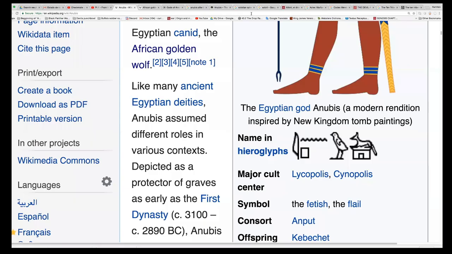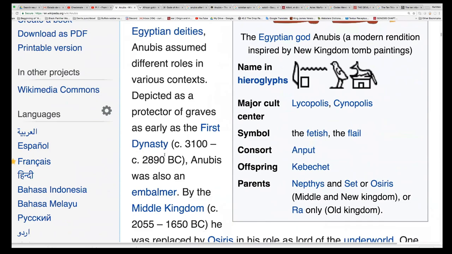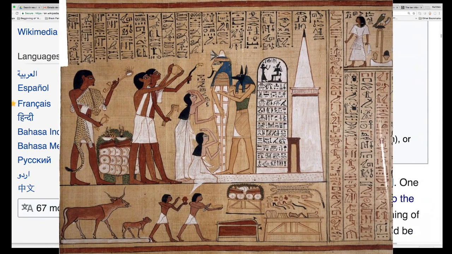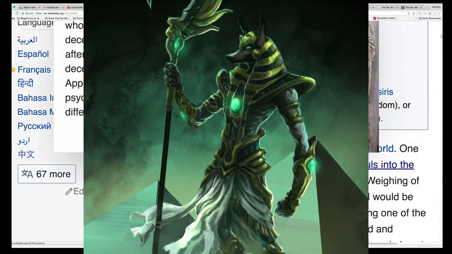Like many ancient Egyptian deities, Anubis assumed different roles in various contexts, depicted as protector of graves as early as the first dynasty, 3100 BC. Anubis was also embalmer. By the Middle Kingdom, he was replaced by Osiris in his role as Lord of the Underworld. All right, Osiris slash AKA, man, these are all epithets of Thoth, and we know Anubis is Hermanubis. We're going to get into that. It's basically Thoth. Hermes is Thoth. One of his prominent roles was a god who ushered souls into the afterlife.